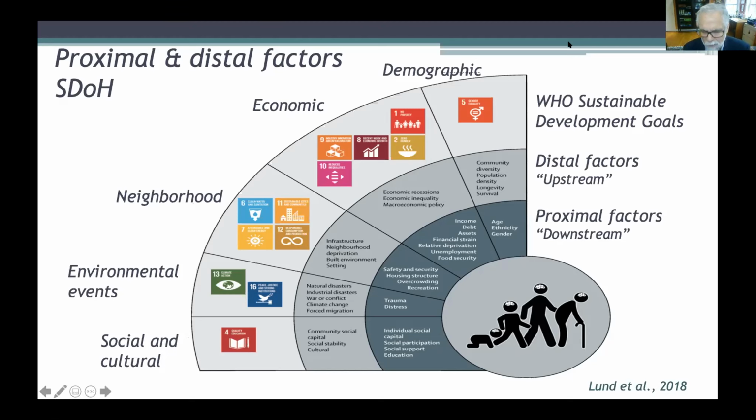I hope you can read the slide well, and you can see examples of the different kinds of social determinants under each category. For example, under economic, the proximal factors include very granular elements like income and financial strain, unemployment, whereas the larger, more distal factors relate to economic recessions and economic inequalities, things that are at a larger macro level.